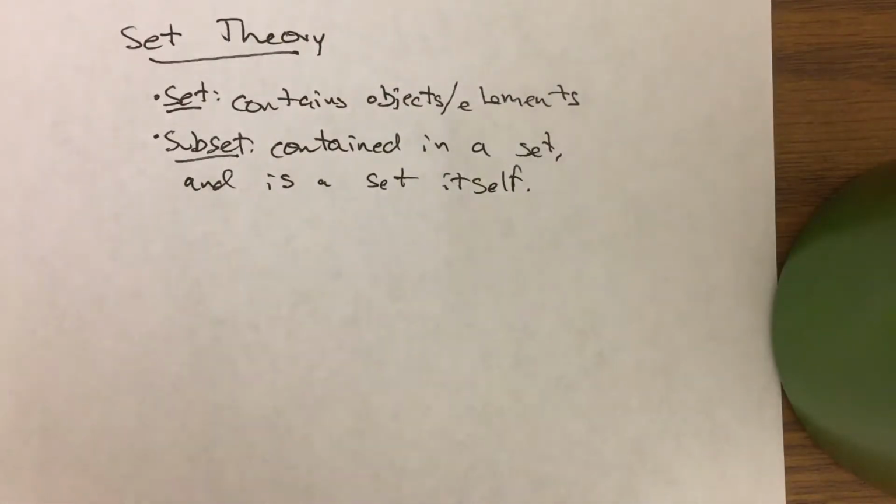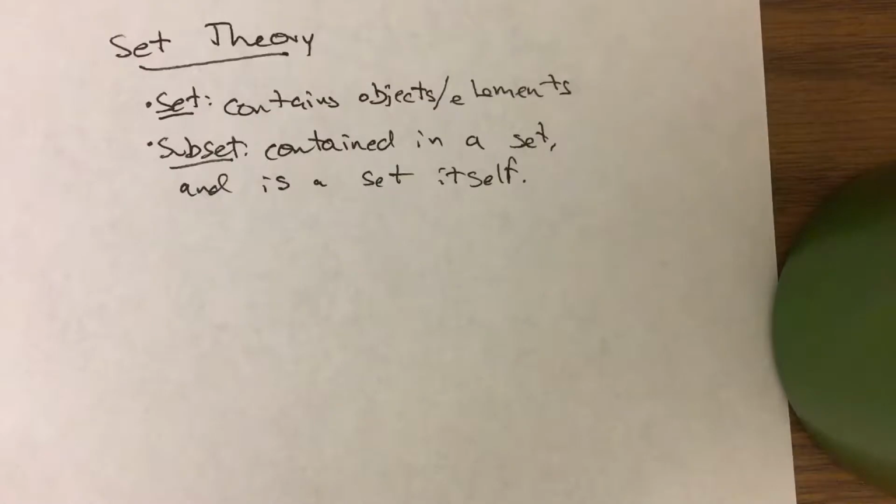So we have the definition of set, we have a definition of subset. An object or an element could be a number, a letter. It's just a thing that exists, simply put. Okay, so now I think the best part would be to learn some notation.